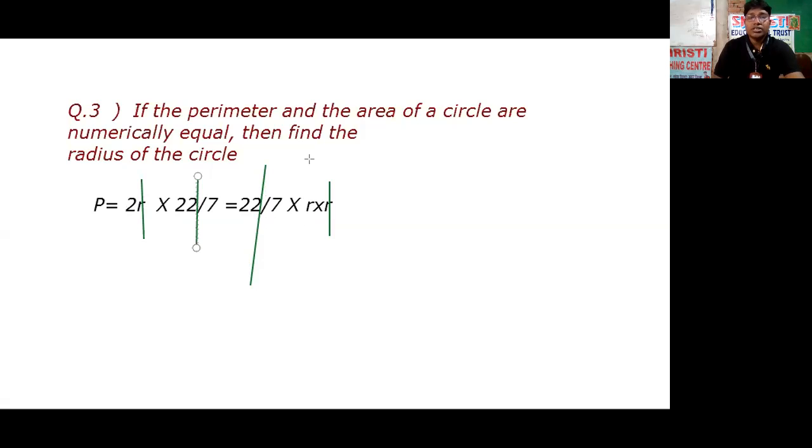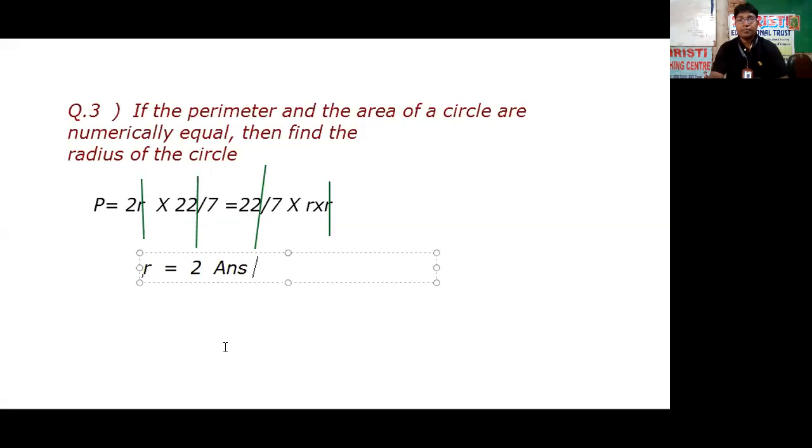So the radius becomes 2. In this case, your answer would be r equal to 2. So the radius of the circle becomes 2. So this is the final answer. I hope this is a very easy question and you have no confusion in it. Okay, let's start the next question.